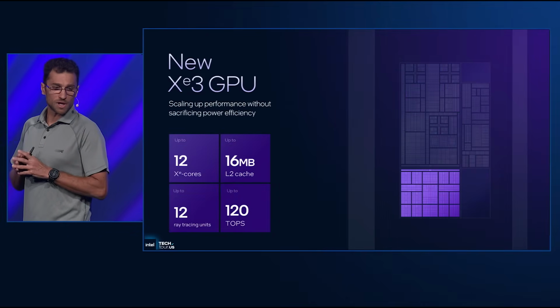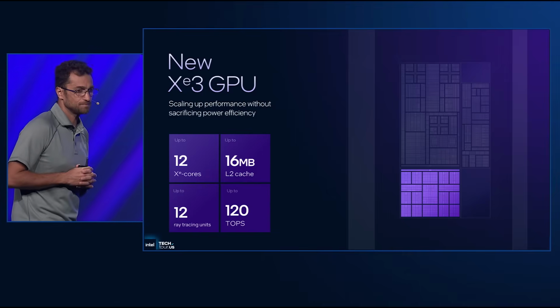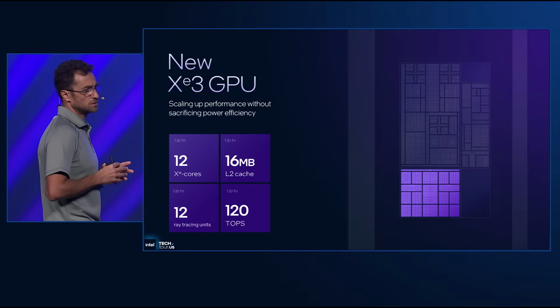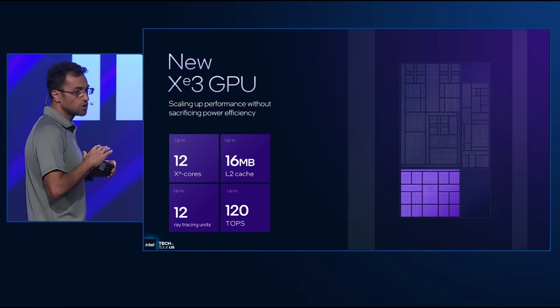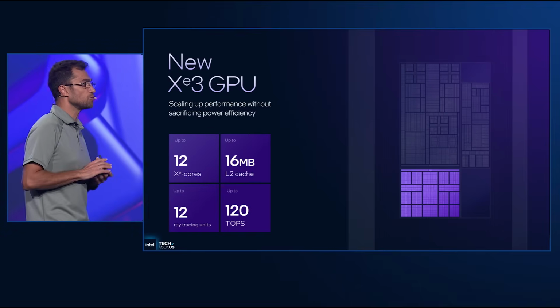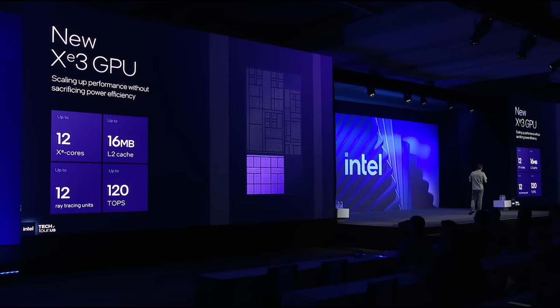Now that we have covered the core cluster, let's turn to the GPU. Panther Lake introduces the new Xe3 graphics architecture, designed to scale up performance without compromising on power efficiency, which is a critical balance for modern workloads on mobile. This architecture supports up to 12 Xe cores and up to 16 megabytes of L2 cache. It also supports up to 12 ray tracing units and up to 120 peak TOPS.